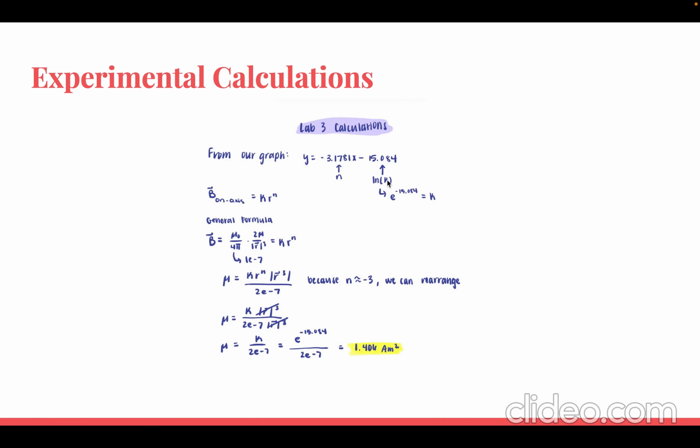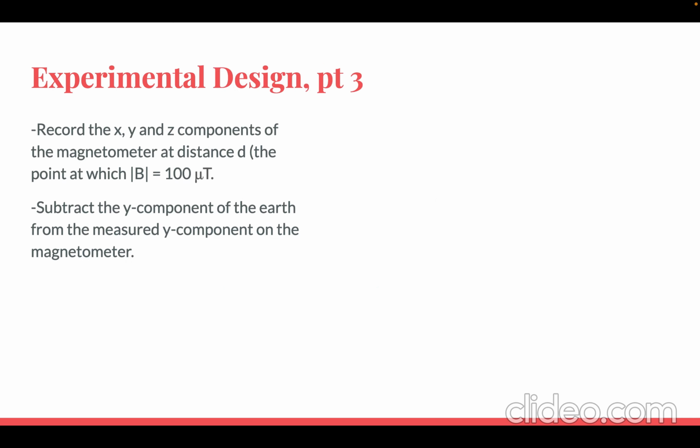So using that, we can go to this calculation where you can find k by doing the reverse of the natural log, putting it in e, and then n, we just did approximately -3. And then you can use that to find mu by rearranging this equation. Like I said, we're using this one because it's along the axis, and that got us to a final value of 1.4 amps meters squared.